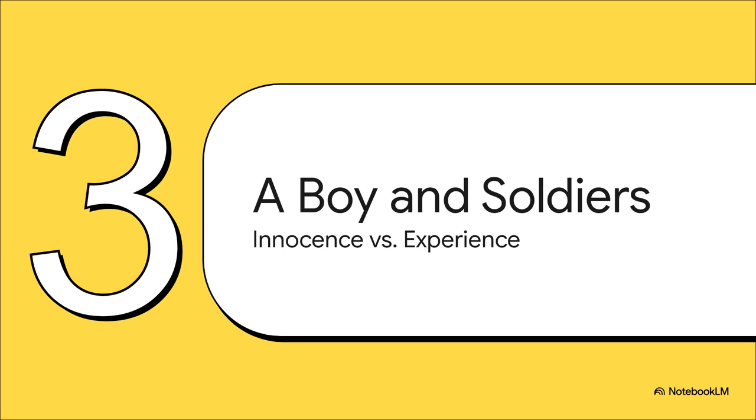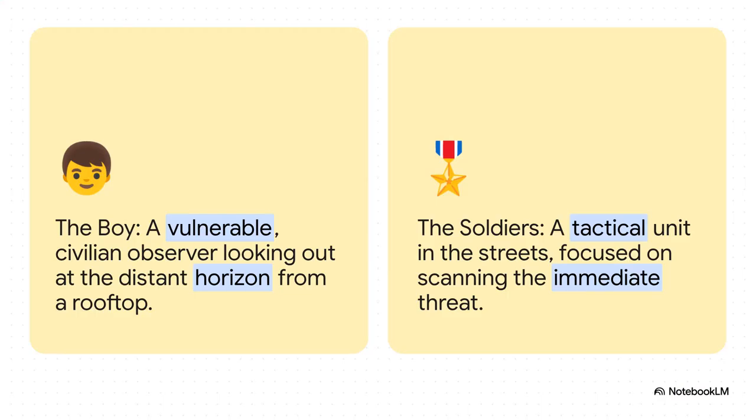That brings us to Section 3, A Boy and Soldiers. The entire story is really built on this powerful contrast, this collision of innocence and experience that creates all the tension. Just look at how this is laid out. On one hand, you've got the boy standing up on a rooftop. He's a civilian, an observer, looking out at the big picture, the horizon. He represents vulnerability, right? He's alone.